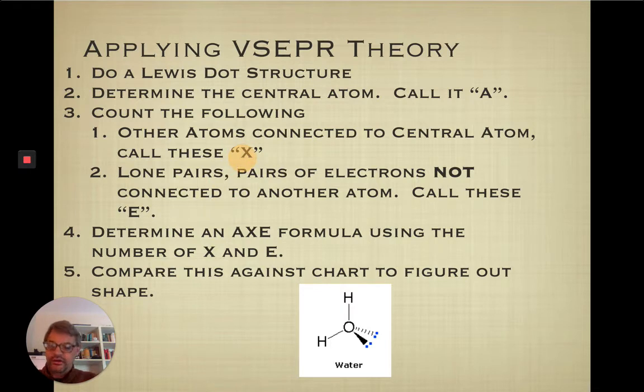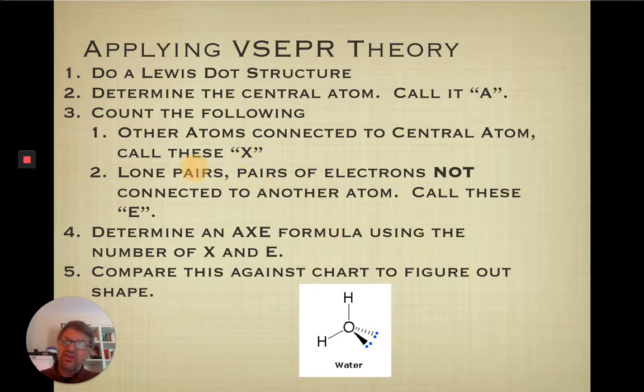You look at the central atom, and you count up how many other atoms are connected to it. Call those X, okay? Why? That's just the agreed upon way of doing this. Also, you look for lone pairs. These are pairs of electrons not connected to another atom. And we'll call those E, okay? So if you look at the water down below here, it has two X's, two other atoms, this H and this one, attached to the oxygen. So X would be 2. There are also two lone pairs, these and these. So E would also be 2, okay? So that's your next step.